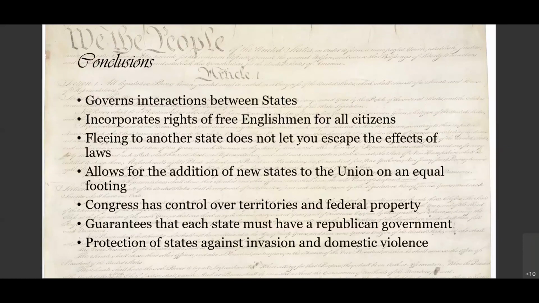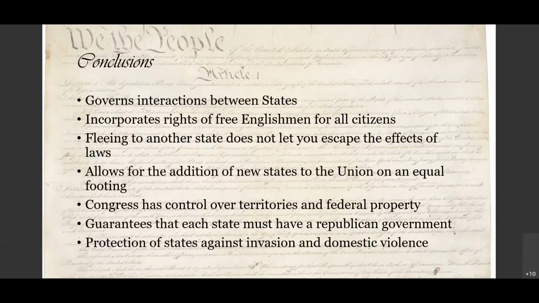So in conclusion, Article 4 governs the interaction between the states and incorporates the rights of free Englishmen for all citizens. If you're fleeing to another state, it doesn't let you escape the effects of the justice of laws. So we can have a unified, although not uniform, system of justice across the country. And it allows for the addition of new states to the Union on an equal footing with the old states.